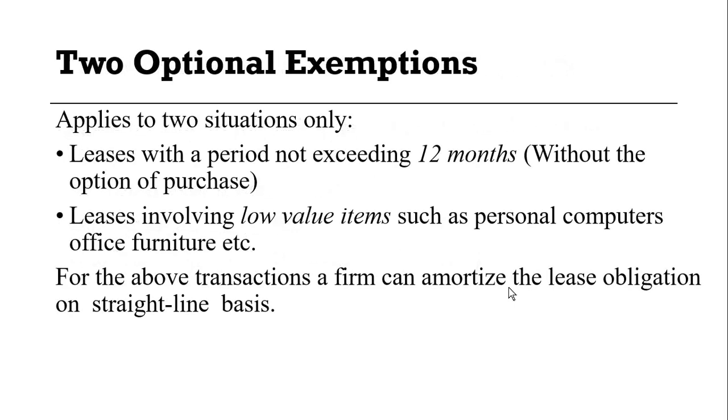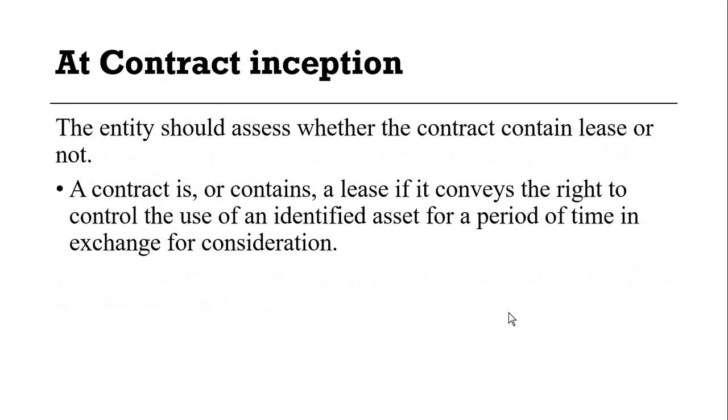Now, the spirit of IFRS 16 is to discourage the distinction of operating and finance lease, so that the only leases to be treated as short-term leases or operating leases are those that do not exceed 12 months or those that involve low-value items. And of course, the examples have been given there. For low-value items, you have got leases involving computers, office furniture, phones, what have you. So for the above transactions, a firm can amortize the lease obligation on a straight line basis.